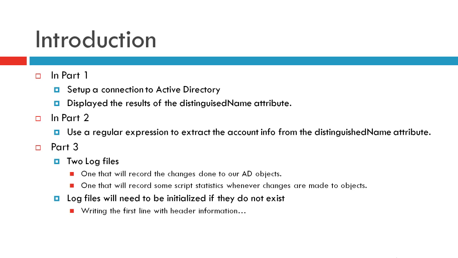Now in part 3 we're going to start creating log files, and in this particular case we're going to have two log files. One records changes done to actual objects, and the second records some statistics whenever a change is actually made. Also, we're going to check to see if either of the log files exist, and if it doesn't, we're going to write the header information, which essentially allows us to explain to a person who doesn't know about these two log files what the actual data is for each column.